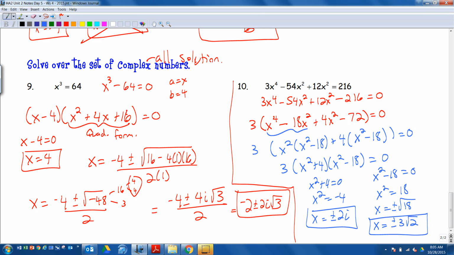Alright, good. So that is how you solve over complex. You can take anything, real and imaginary. When you solve over real, make sure you cross out your imaginary solutions.